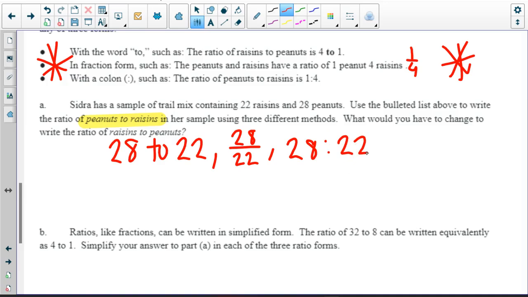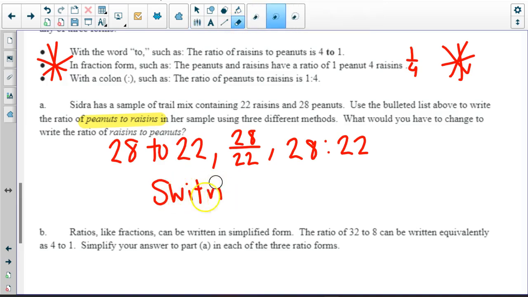The last question says, what would you have to change to write the ratio of raisins to peanuts? So we have to think about what we would do if, instead of peanuts to raisins, we did raisins to peanuts. And hopefully you can recognize we just switched the order.